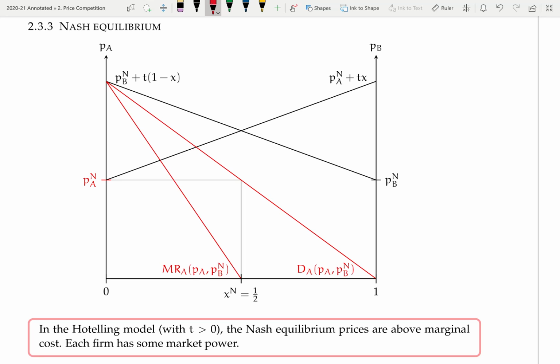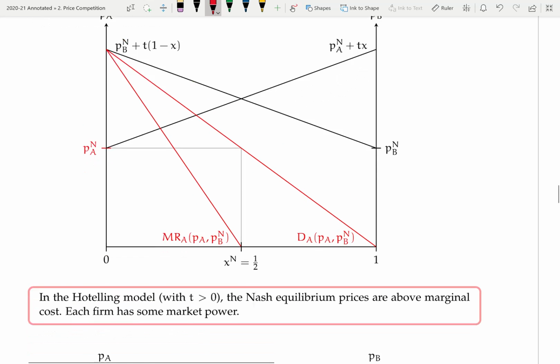So the main thing to notice here is that the Nash equilibrium prices are above zero, they're above the marginal cost. So in the Hotelling model, with a positive transport cost, the Nash equilibrium prices are above marginal cost. Each firm has some market power. So the introduction of product differentiation has changed the demand curves of the firms. There's no longer this horizontal portion at the rival's price, and therefore we don't have this strong incentive to undercut, and we end up with a Nash equilibrium where prices are above marginal cost.